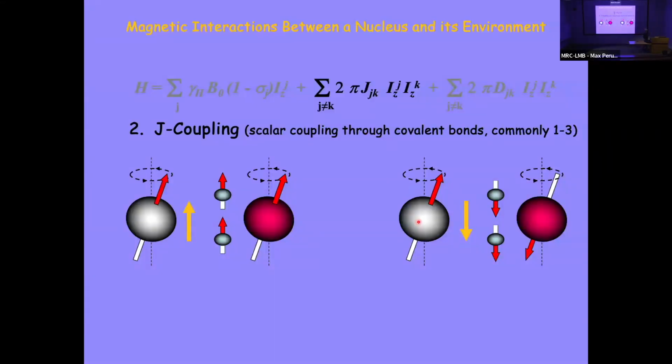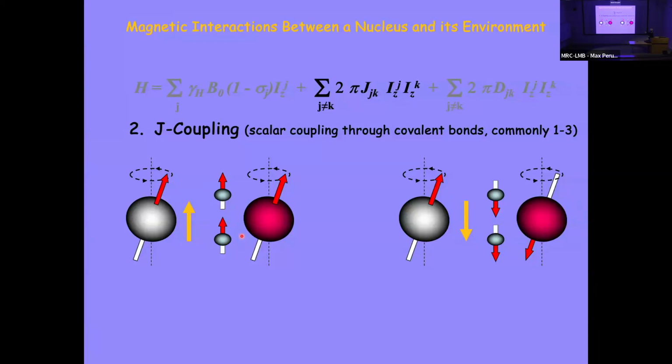The second effect is so-called J coupling, in which the information is sensed by this nucleus by the generation of local magnetic fields that are generated by electrons in covalent bonds. So the information is transmitted through covalent bonds. And so for a particular spin, we have two possible orientations for the neighboring spin.